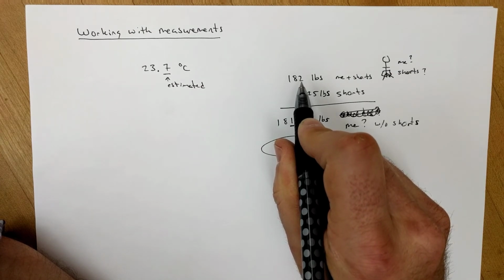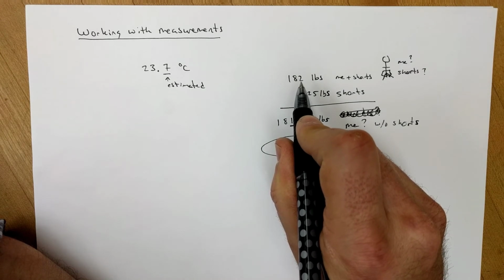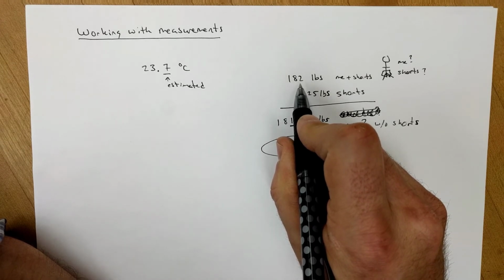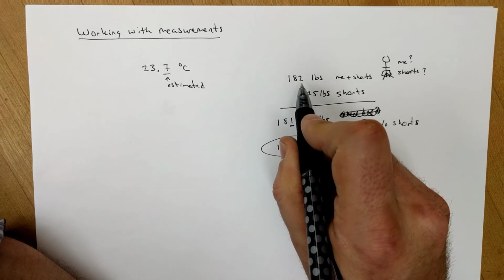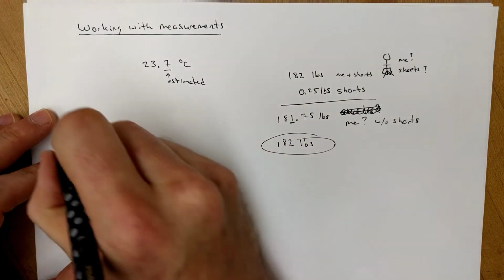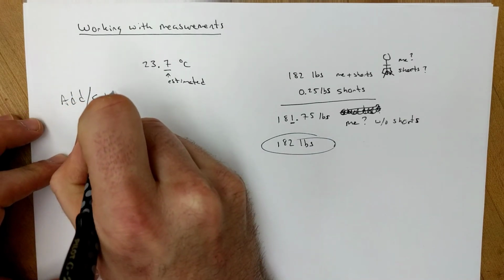My scale at home was estimating that digit, and it wasn't 100% perfect. It wouldn't have been shocking to find out that my balance was a little bit off and it really should have been 181. And if I went to the doctor's office, I'd find that out. So that's how we deal with precision in addition and subtraction problems.